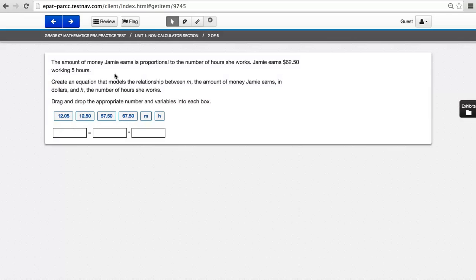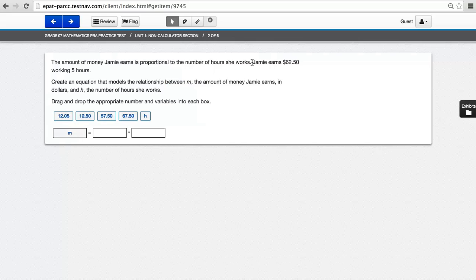The amount of money Jamie earns is proportional to the number of hours she works. Jamie earns $62.50 working 5 hours. Create an equation that models the relationship between M, the amount of money Jamie earns, in dollars, and H, the number of hours she works. Drag and drop the appropriate number and variables into each box. Well, if we're trying to find the M, basically M becomes what we're searching for, so it's going to be M equals. A cool tool that you can use is the highlighter tool.